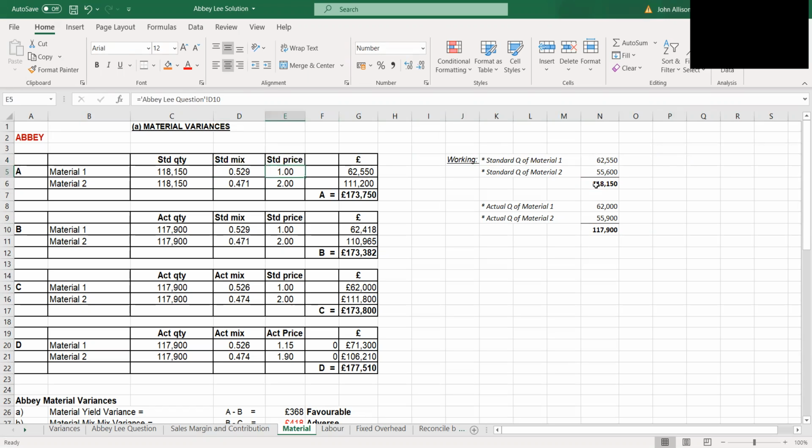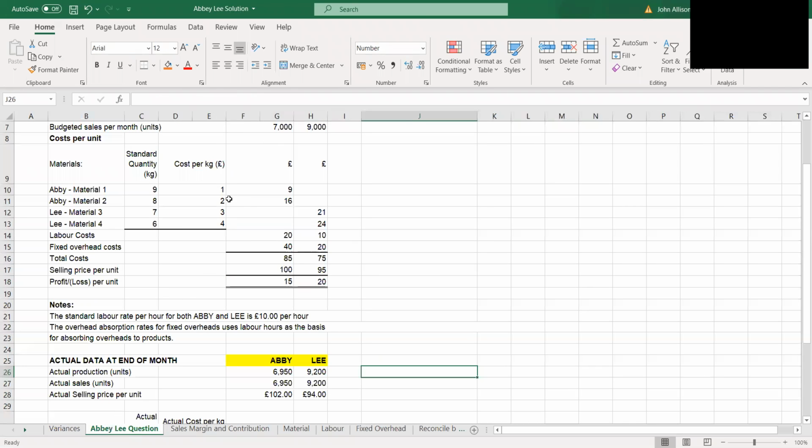To get the standard price, again, it should be given to us in the question. So the price we anticipate to buy at, or the cost per unit, will be £1 for material 1 and £2 for material 2.